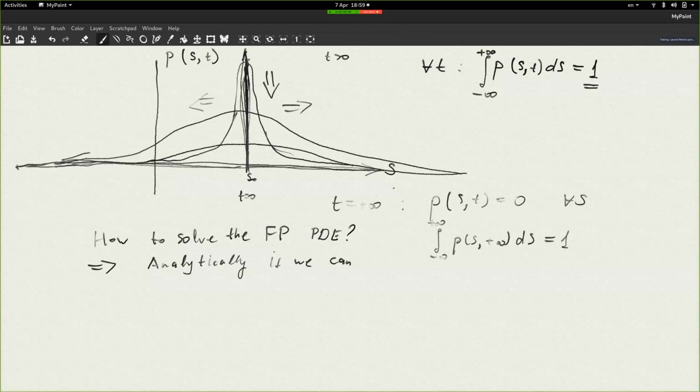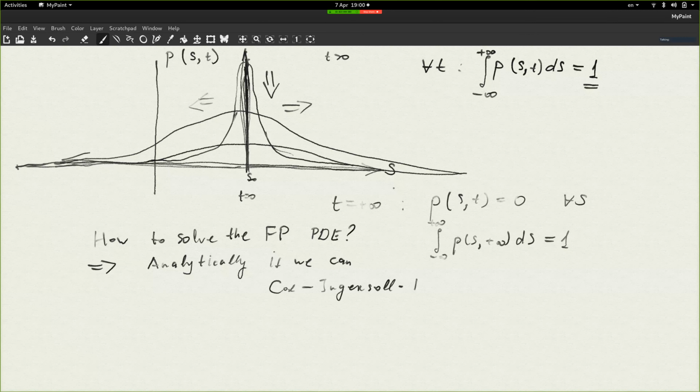It does exist for the Ornstein-Uhlenbeck partial differential equation. It does exist for geometric Brownian motion. It does exist, although it is quite complex, for the so-called CIR process, Cox-Ingersoll-Ross, for example. If you're interested, you can try to solve it.